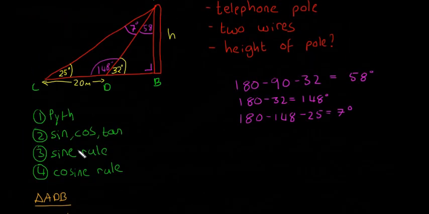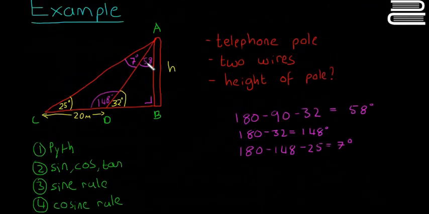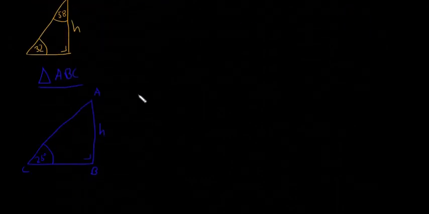Okay, this is going to be our point A, this is going to be our point C, and B is the one directly under B, and this is C. So we have h, we have our right angle, we have 25 degrees, and that's all we have for now, I think. Oh, we have the top as well, which is going to be 7 plus 58, so it's going to be 65 degrees.